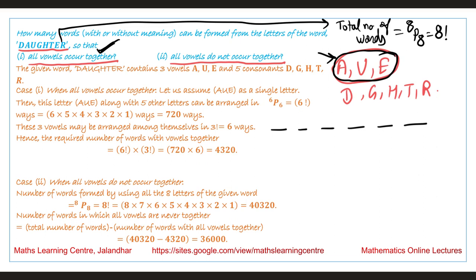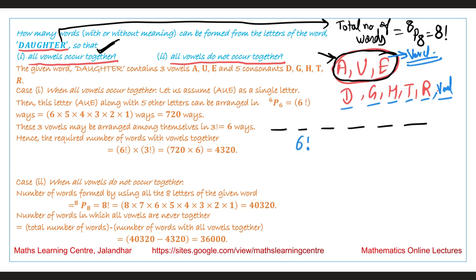In these 6 places, I am talking about this whole packet. Say I am naming this whole packet as vowel. So I am having 1, 2, 3, 4, 5 and 6 objects that I want to arrange now. So the number of arrangements that I can make is 6 factorial.